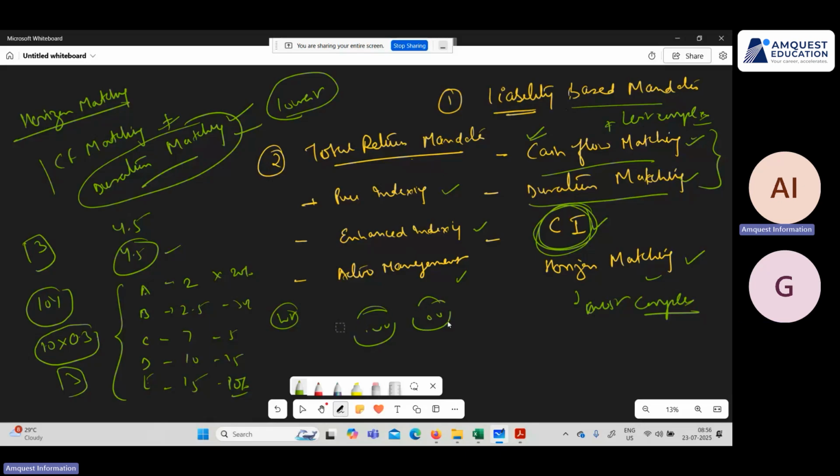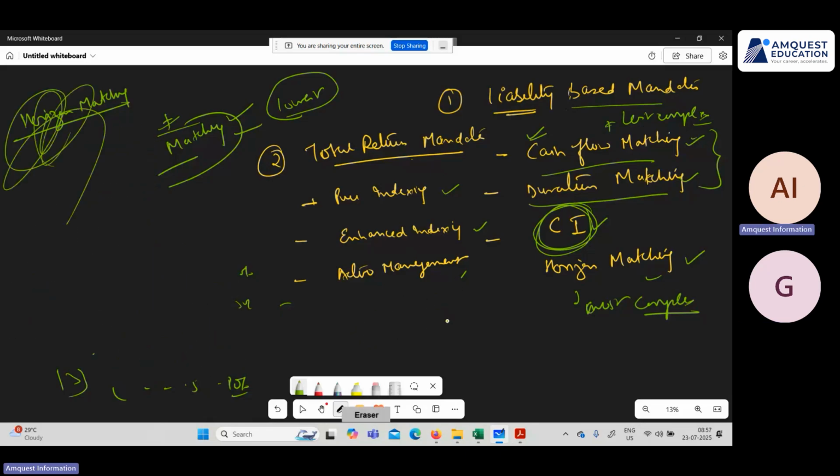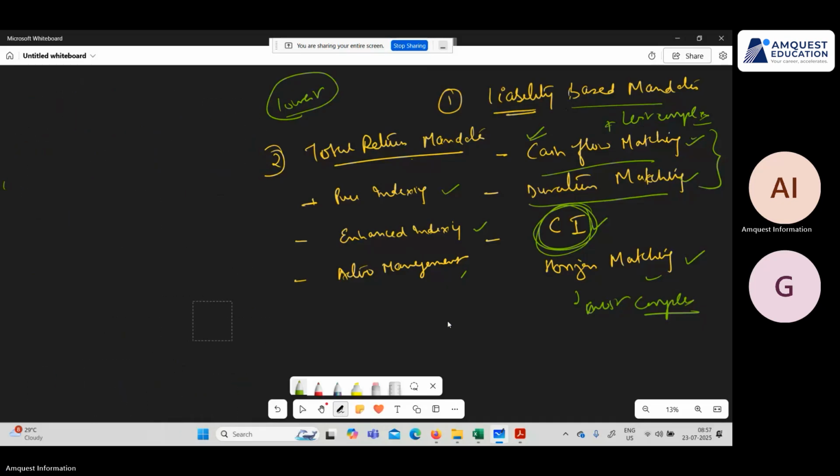Now, another thing is the total return mandate. In a total return mandate, you can have some kind of active return if you want, but it all depends on the objective of your client. And let me tell you, in the real world, there were instances where a lot of clients came back to us saying that our objective is to minimize tracking error.